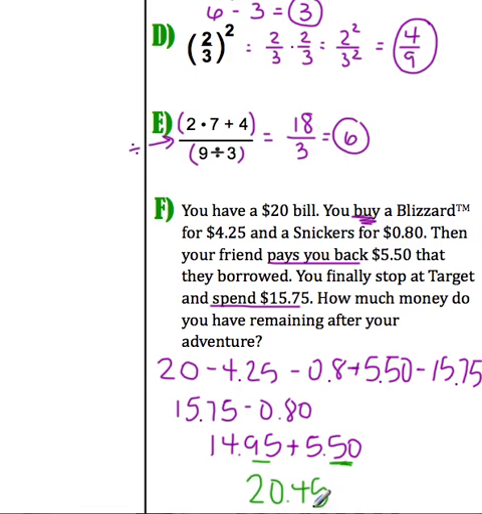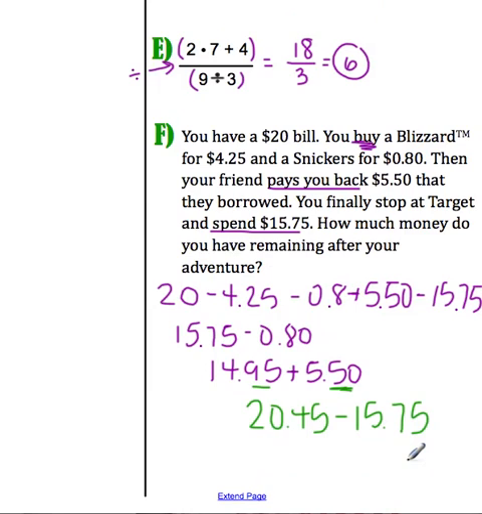So then I take my $20.45 and I'm going to subtract from it $15.75. Well, I know 20 minus 15 is 5. And then 45, I can take 45 from that 75, and I'm down to $5 even instead of $5.45. And I have 30 cents more, so that takes me down to $4.70.